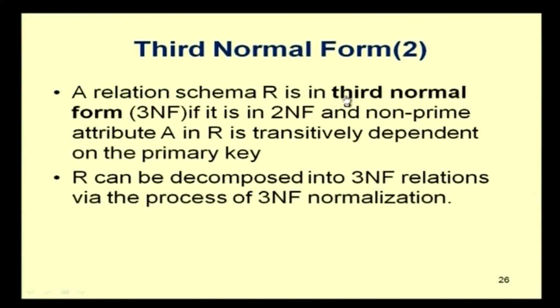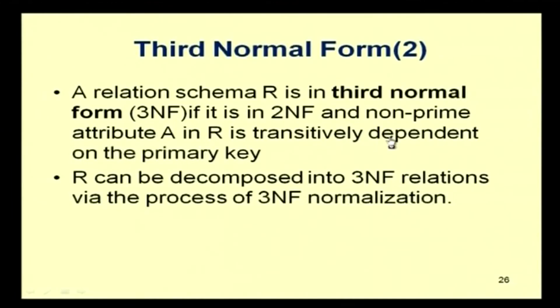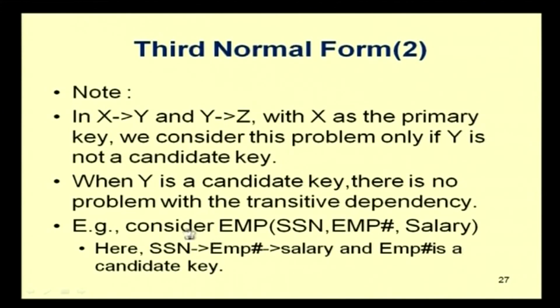A relation schema is in third normal form, as I already told you, if it is in first and second normal form, and no non-prime attribute A in R is transitively dependent on the primary key. R can be decomposed into 3NF relations via the process of 3NF normalization. For example, consider employee SSN, employee number and salary. SSN functionally determines employee number, which in turn determines salary. So, employee number is a candidate key.